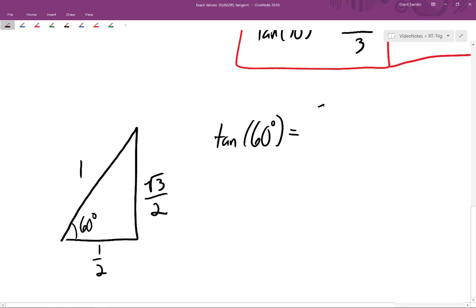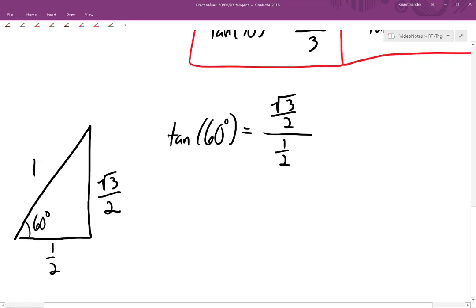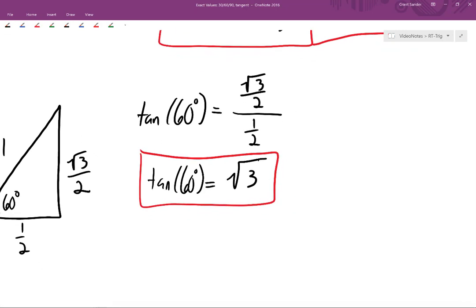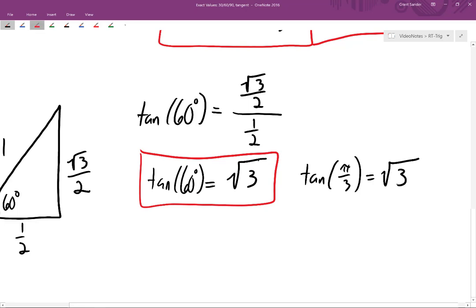And in this case, that's going to be square root of 3 divided by 2, which is the vertical side length, divided by the horizontal side length, which is 1/2, and square root of 3 divided by 2 divided by 1/2 is going to be equal to the square root of 3. And therefore, tangent of 60 degrees is equal to the square root of 3. Just highlight that real quick. Should also point out that 60 degrees is the same as pi divided by 3 radians, and therefore, tangent of pi divided by 3 is equal to the square root of 3. Those two things go hand in hand.